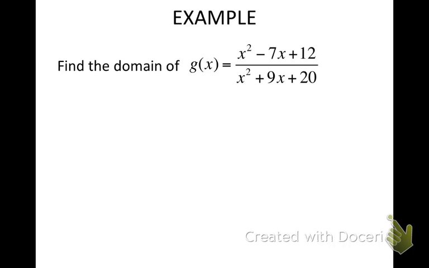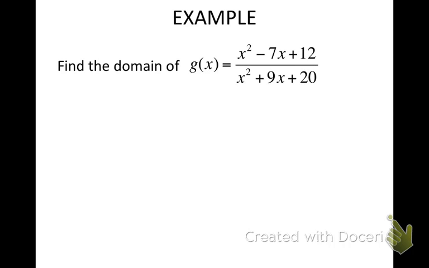So we have g of x equal to x squared minus 7x plus 12 all over x squared plus 9x plus 20. So I have a quadratic trinomial in the numerator. I have a quadratic trinomial in the denominator. What has to be true, or let's think about it this way, what number can you not have in the denominator of any fraction? 0. So think about what domain is.